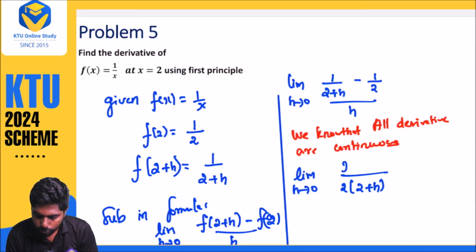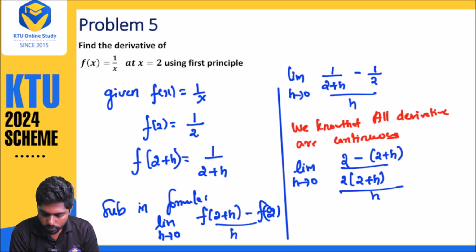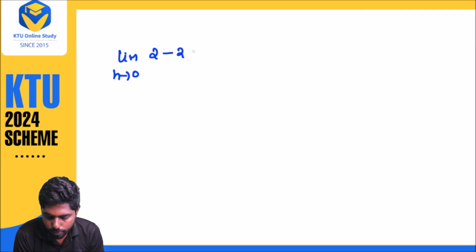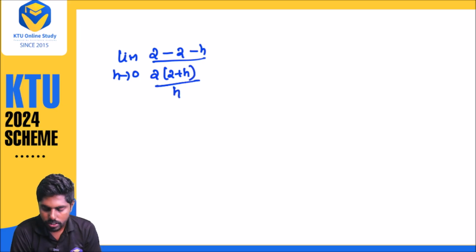So what is missing in here? Numerator, that is 2 plus h. So we can write here 2 plus h. So we are writing here minus 2 plus h, divided by h. So what will happen? That is nothing but limit h approaches 0 of 2 minus 2 minus h divided by 2 into 2 plus h, divided by h. So this is the way it will be formed.